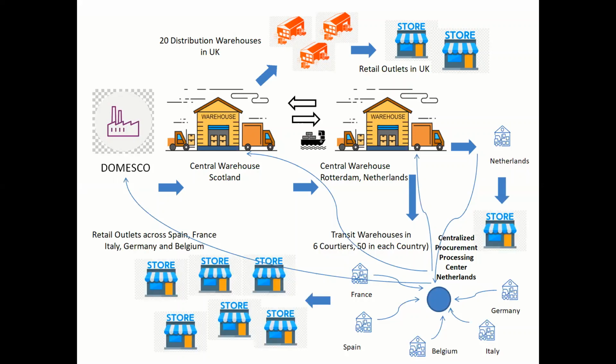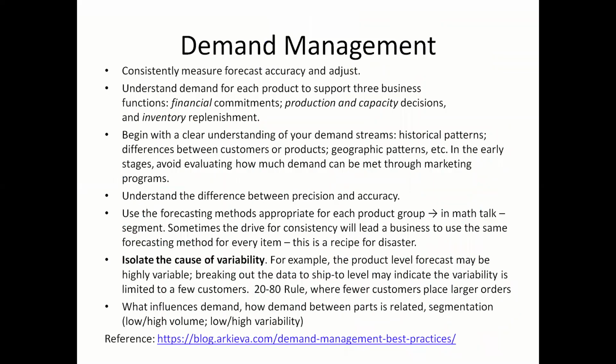So in a way, there's a sharing of information and updating of that information. With that information in place, we can come up with the right quantity of orders and delivery accordingly. Demand management is one challenge that this company has to meet. In order to understand demand management, we have to look at understanding demand for each product to support three business functions. That includes financial commitments, production and capacity decisions, and inventory replenishment. And the second last point here is to isolate the cause of variability. This is really important. Why?